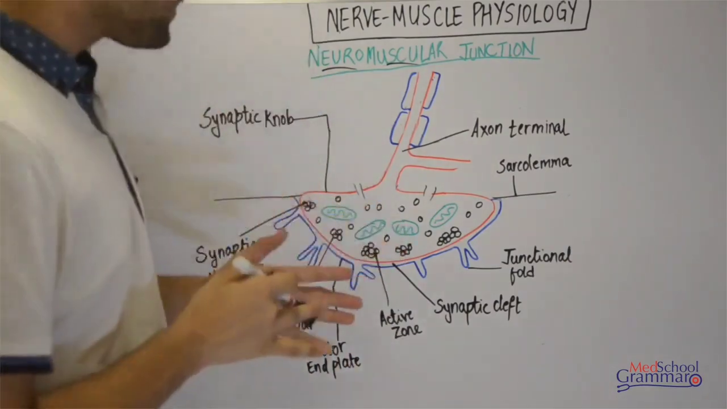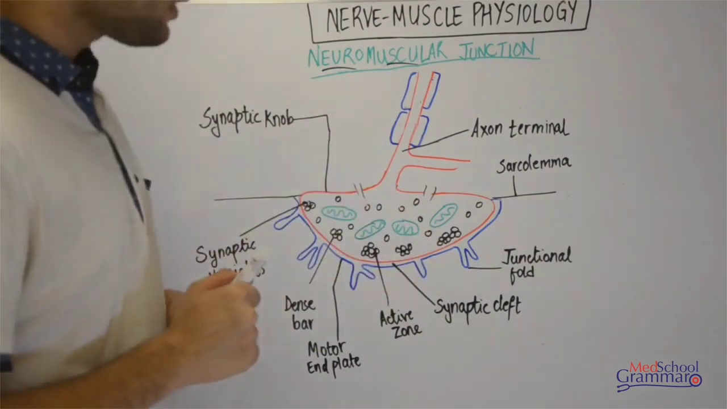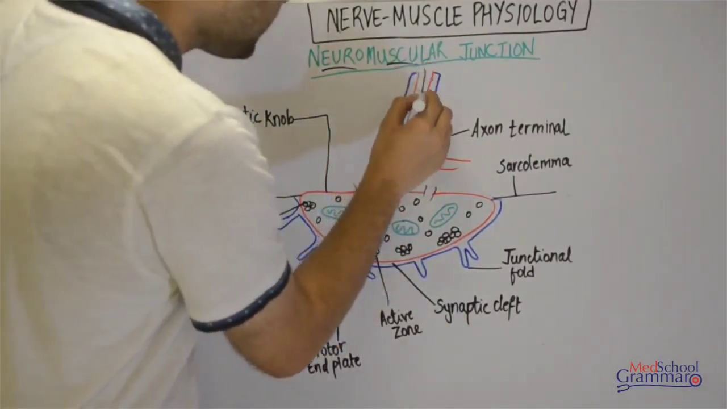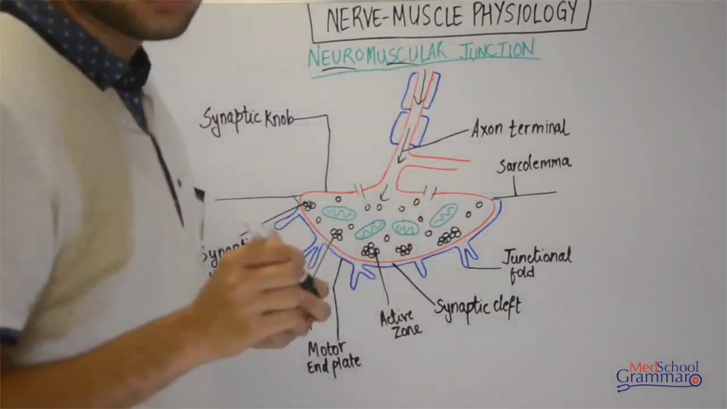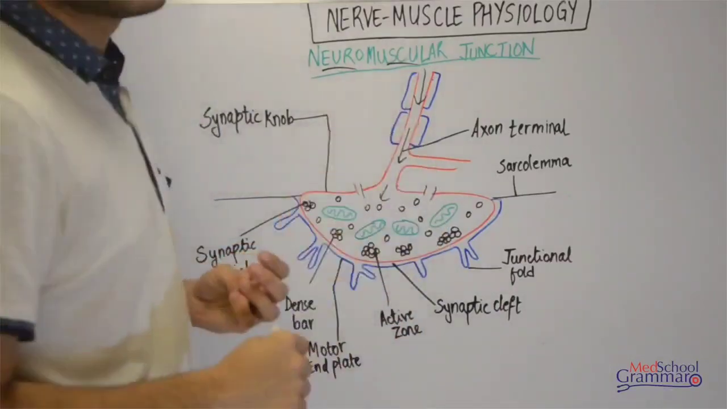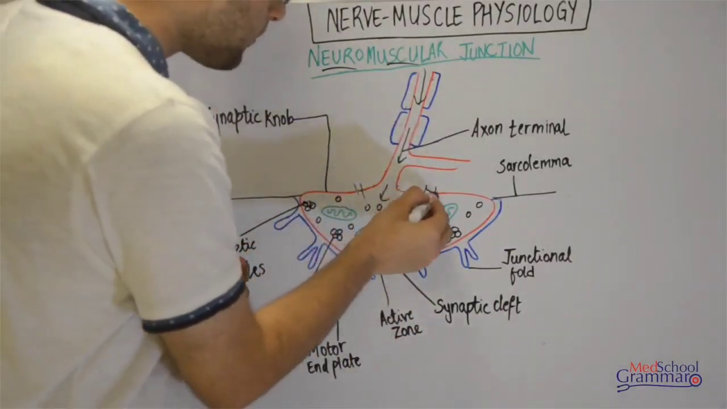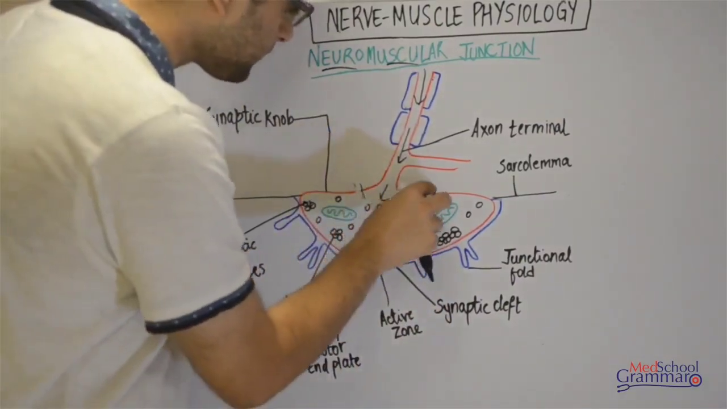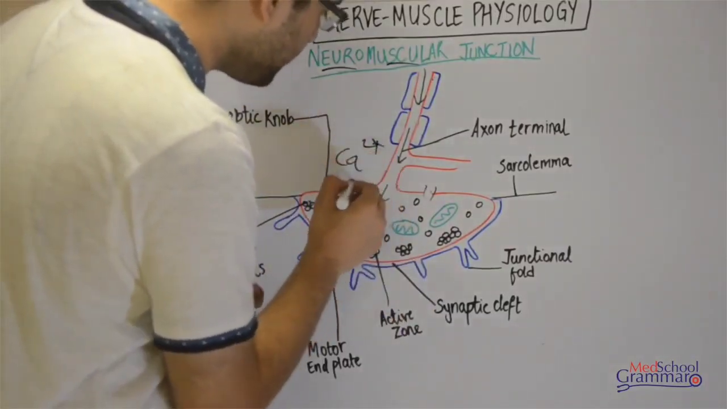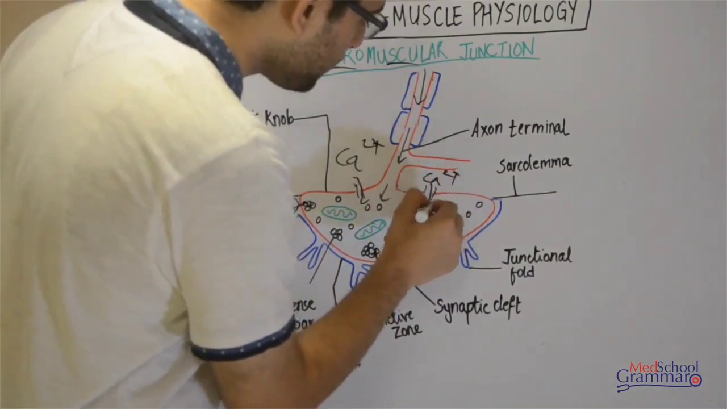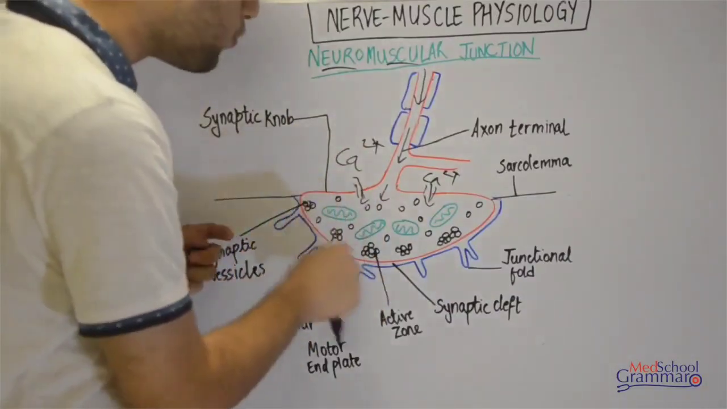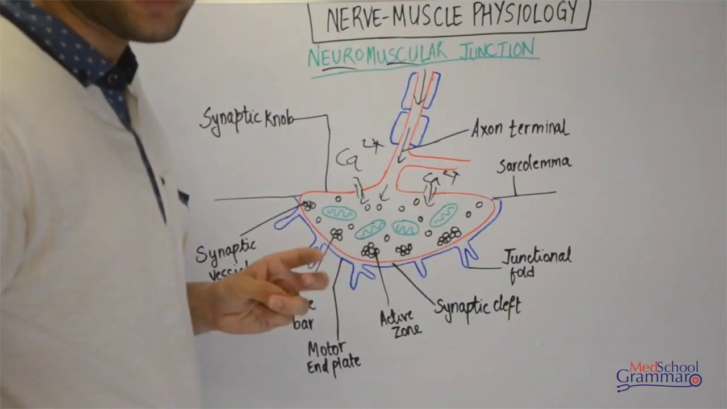So now what exactly happens and how the entire event takes place. The first thing that happens is the arrival of a nerve impulse at the synaptic knob. The arrival of the nerve impulse triggers these calcium channels. These calcium channels are usually closed, but when the impulse arrives, they open up and there is an influx of calcium ions from the extracellular fluid. This flowing in of calcium and its binding to these vesicles cause the release of the neurotransmitter.